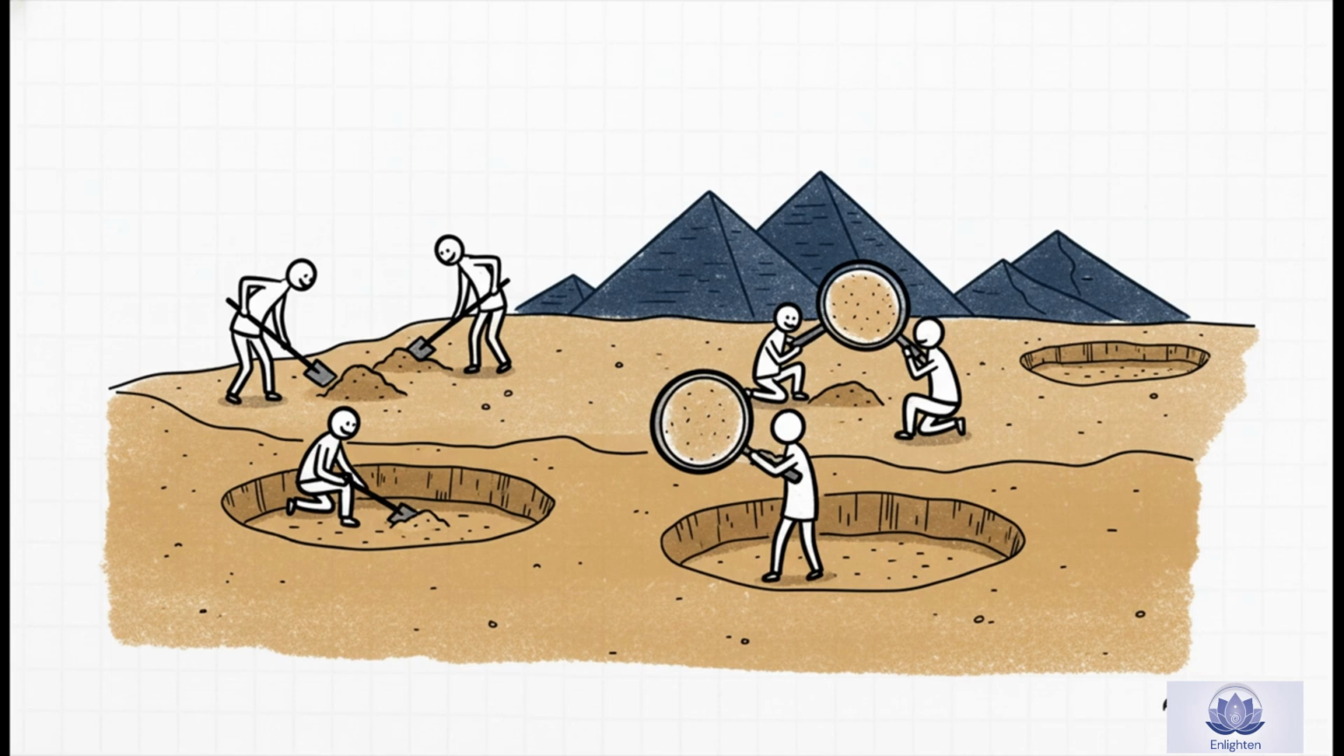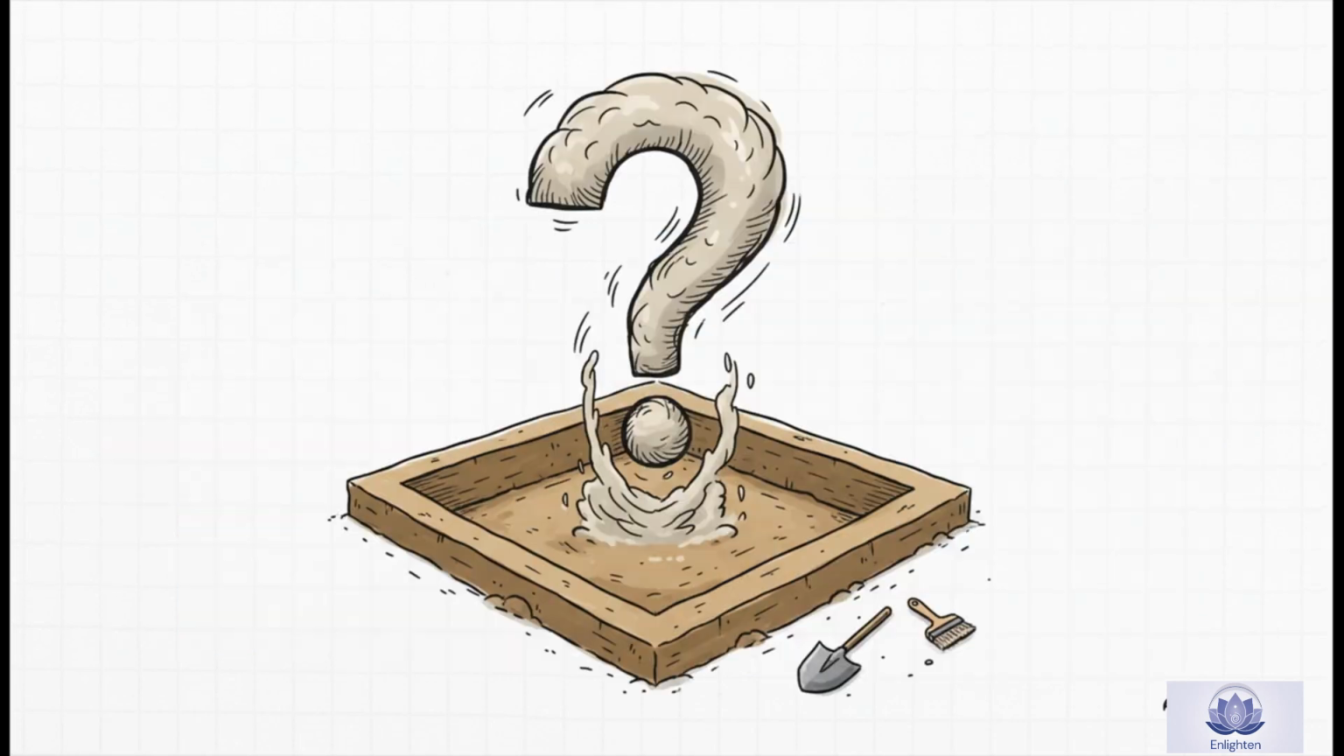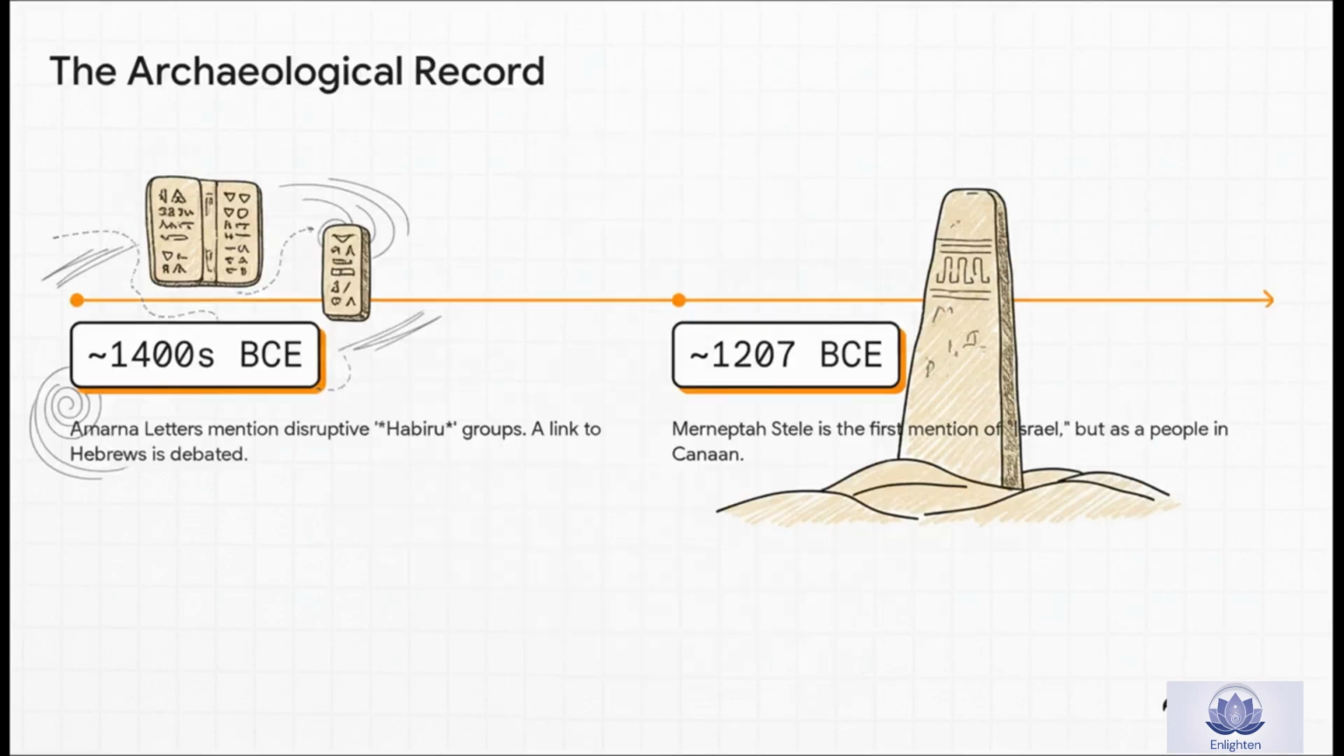Settlements, pottery, scraps of writing, campsites, literally any physical trace that would back up this story of a long stay and a huge departure. And the result of all that searching has been, well, nothing. There was no direct archaeological proof for the enslavement, the plagues, the dramatic escape, or a 40-year journey of 2 million people. This complete absence of evidence is one of the single biggest challenges to reading the story as a straightforward history.